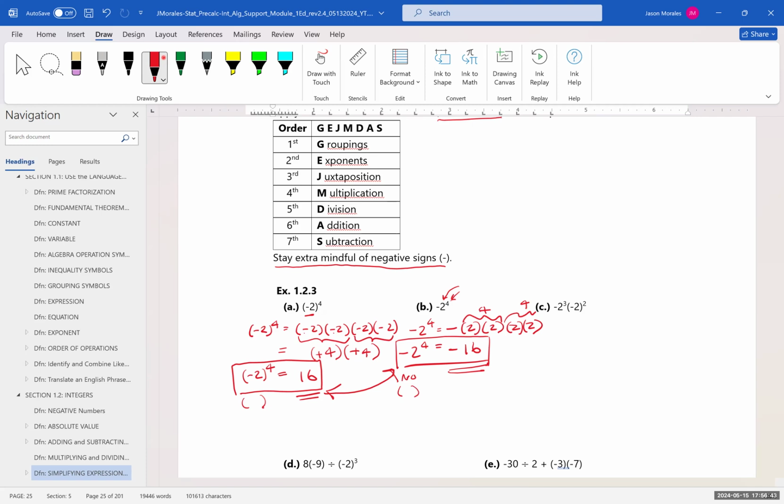All right, let's look at this next one. So this next one is a combination of the two properties that we just saw. So this left-hand side is like part B that we just saw. And this right-hand side is just like part A that we just saw. So -2 to the third power is going to be negative. So we're going to have 2 3 times. And then over here, we're going to have -2 2 times.